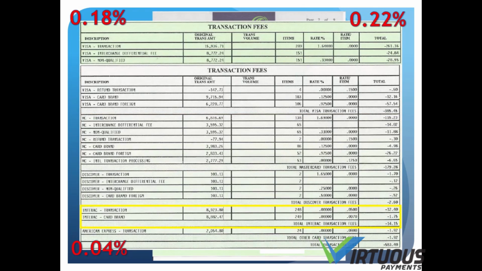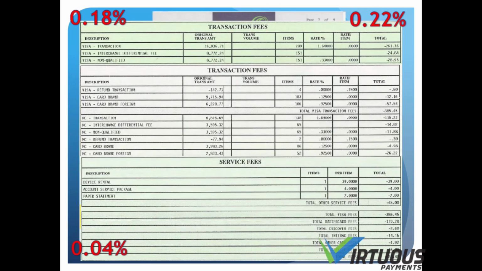The Interac transaction fee is your fee of 5 cents per transaction, which is pretty standard in the industry. Next is the service fees section. This is where you'll see what your terminal rental is, any service fees, and the charge for paper statements.